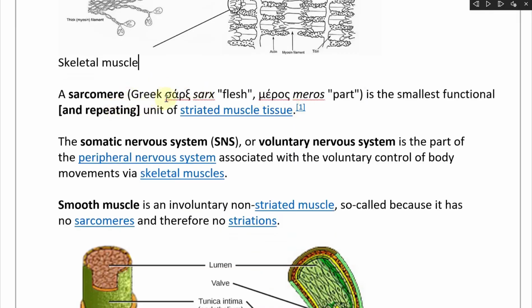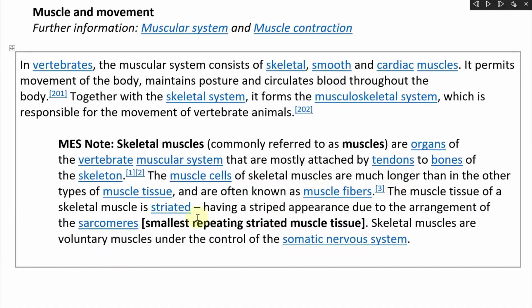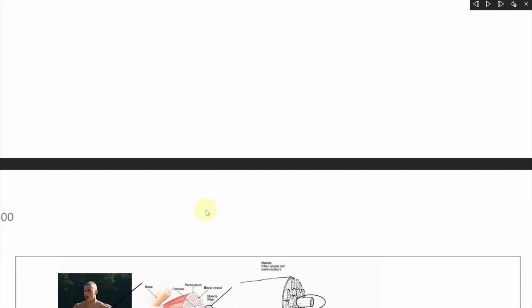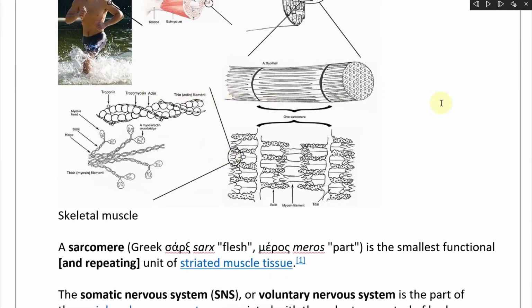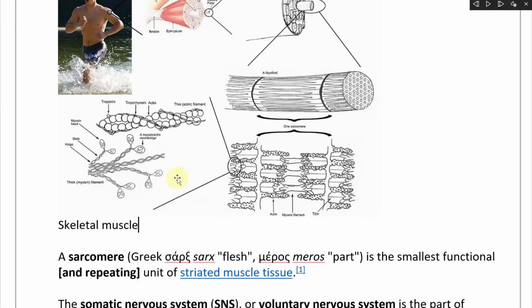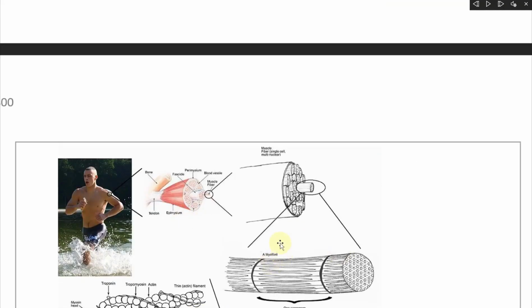So a sarcomere, from the Greek sarx and meros, meaning flesh part, is the smallest functional and repeating unit of striated muscle tissue. And again, recall striated is just appearing like stripes, having a striped appearance due to the arrangement of the sarcomeres. So it's all arranged in these bundles as stripes, all going parallel to each other. And yes, the actin is a protein, etc. I'm not going to go over too much of the individual parts there, but just to show you how this looks.